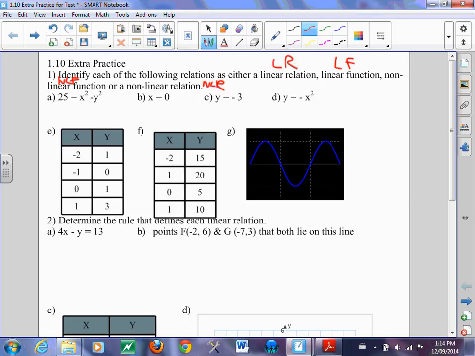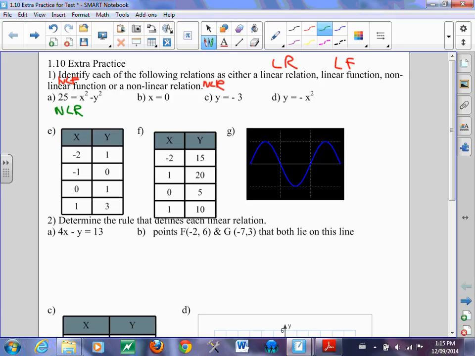Hopefully you recognize A, folks, has got x squared plus minus y squared in it. It's close to the circle equation. It's nonlinear, and it is not going to pass the VLT test when you graph this, so it is going to be a nonlinear relation. Okay. Next one, x equals 0.